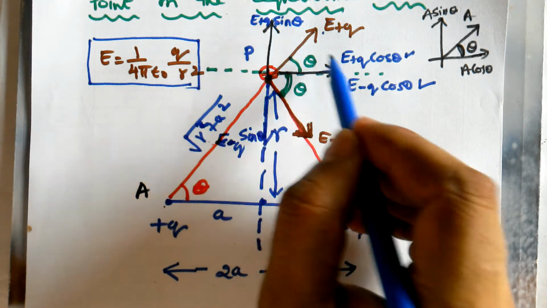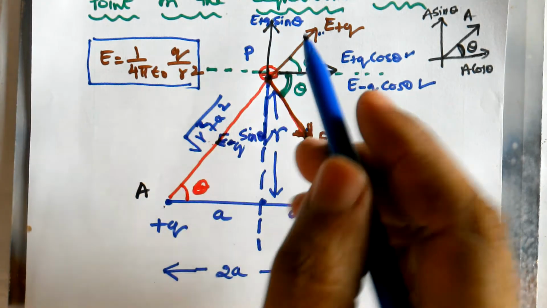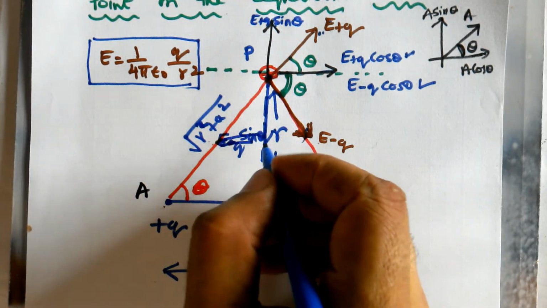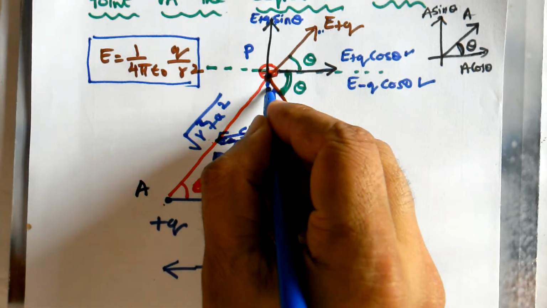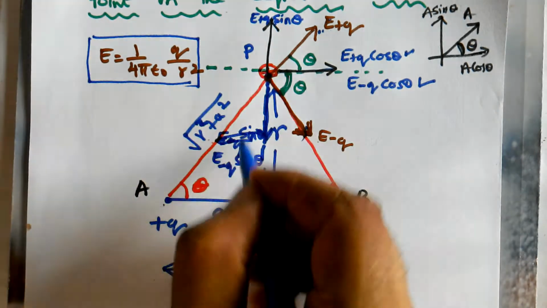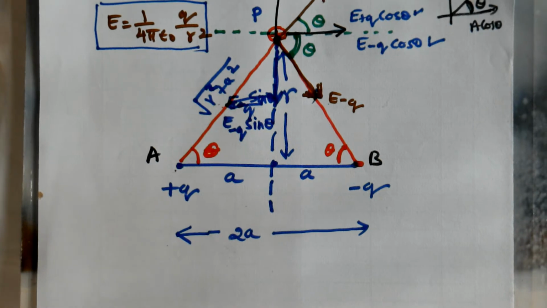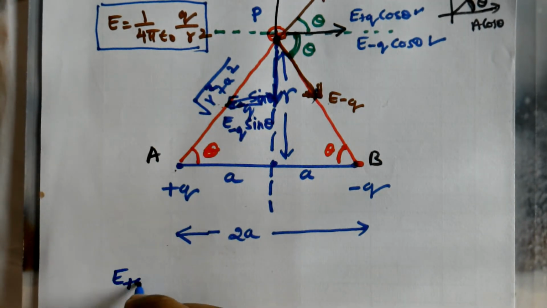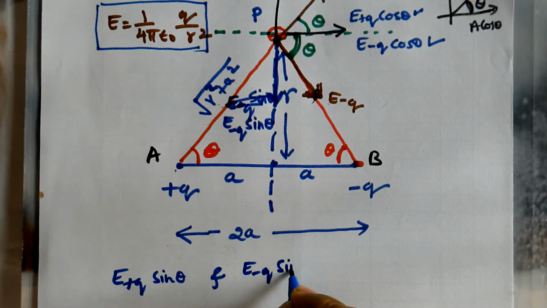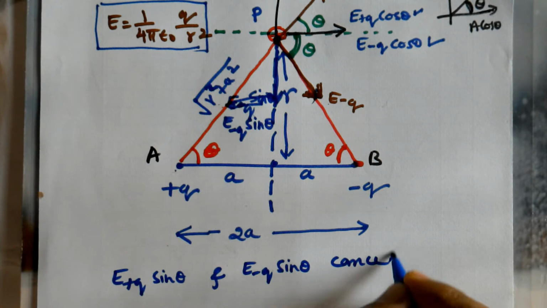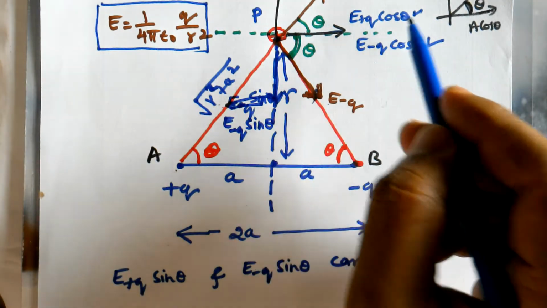The component of this in this direction, the component of this in this direction, E minus Q sin theta and E plus Q sin theta. I will write it here, E due to minus Q sin theta. So it is downwards like this. So they are in the opposite direction. So E plus Q sin theta and E minus Q sin theta cancel each other. The vertical components cancel.